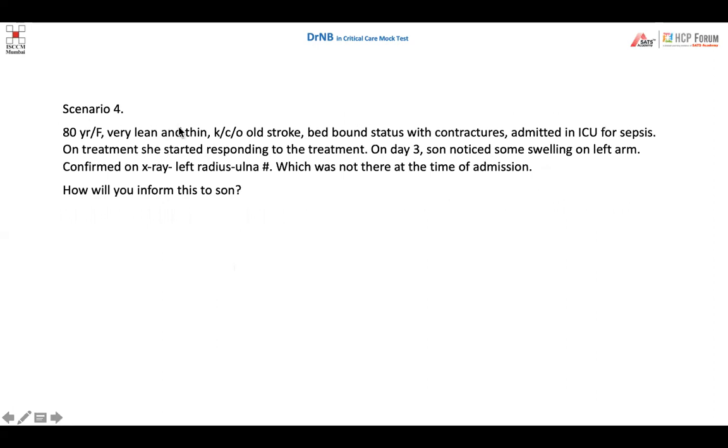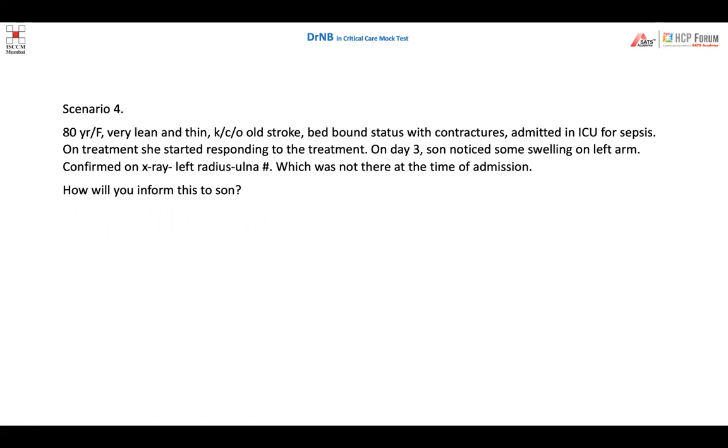An 80-year-old female, very lean, thin, old stroke, bed-bound, contractures, admitted to the ICU for sepsis. She started responding to treatment. On day 3, the son noticed some swelling on the left arm, confirmed on X-ray as a left radius ulna fracture, which was not there at the time of admission. How will you inform this to the son?